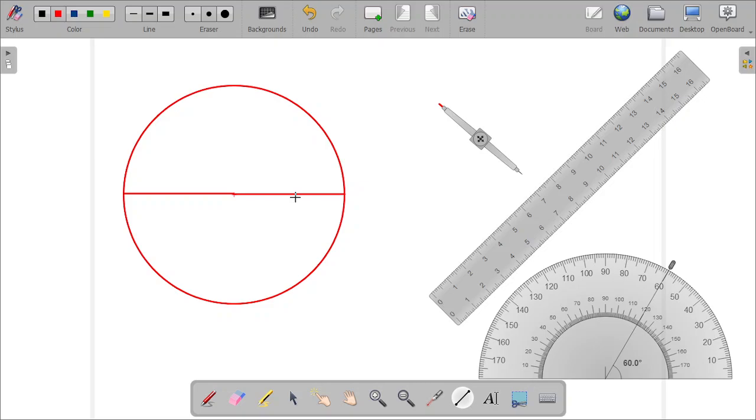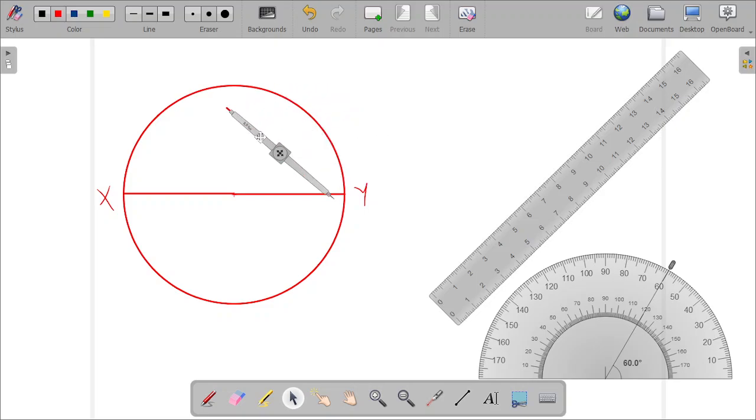Now I'm going to bisect it. So how do we bisect this diameter? Let's call it diameter XY. So now I'm going to construct a perpendicular bisector of this diameter XY. How do I achieve that? How do I construct the perpendicular bisector of that diameter XY? We'll do it like this.